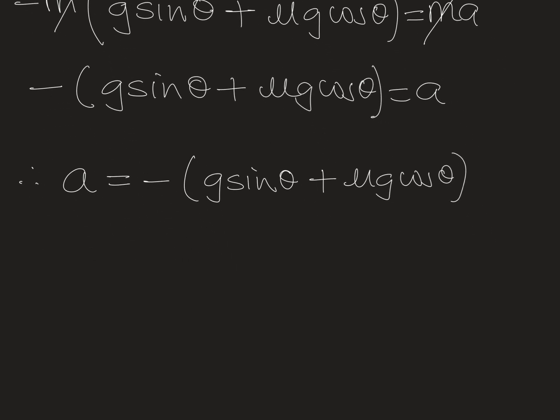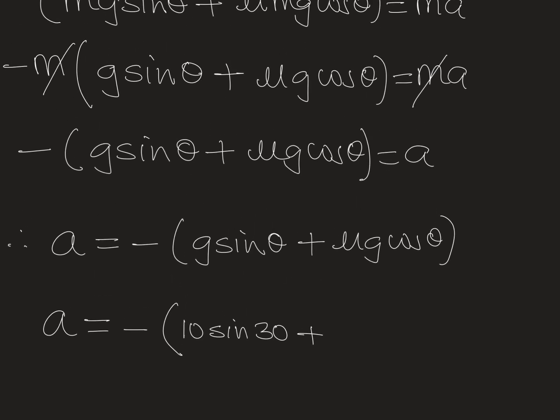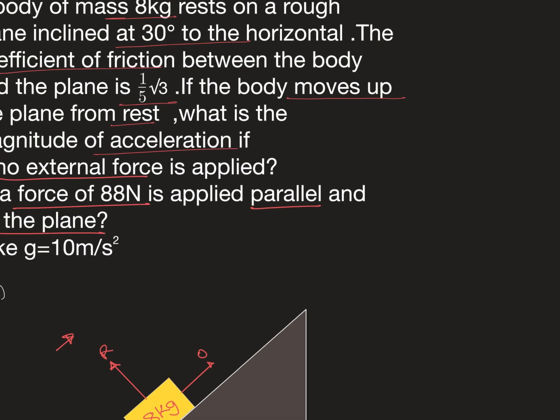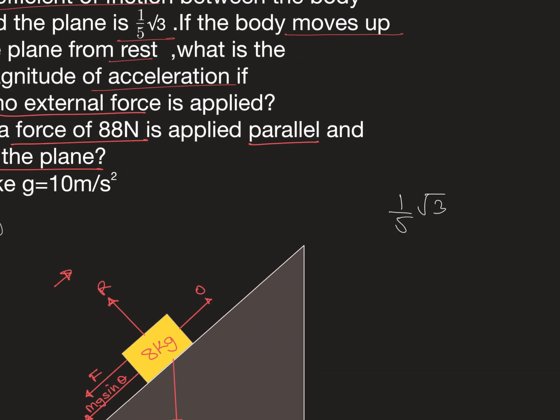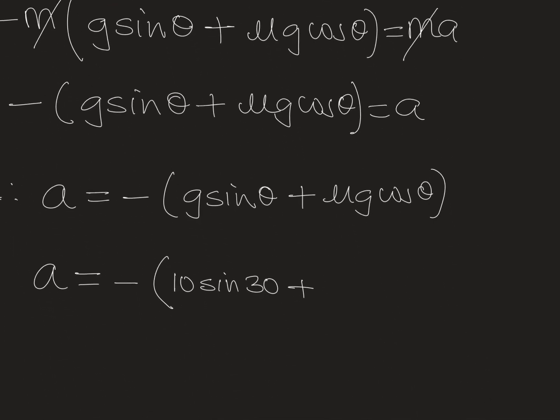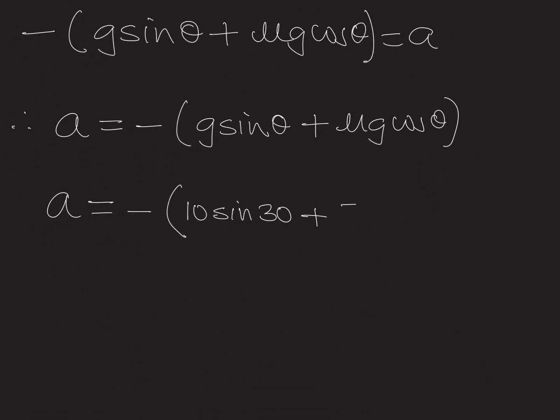So if we substitute, we're going to have a is equal to minus g, which is 10, sine 30, plus the coefficient of friction. The coefficient of friction is 1 over 5 root 3. That is the same as root 3 over 5, right? So that is what we're going to write. The coefficient of friction is root 3 over 5 times gravity, which is 10, cos of 30.